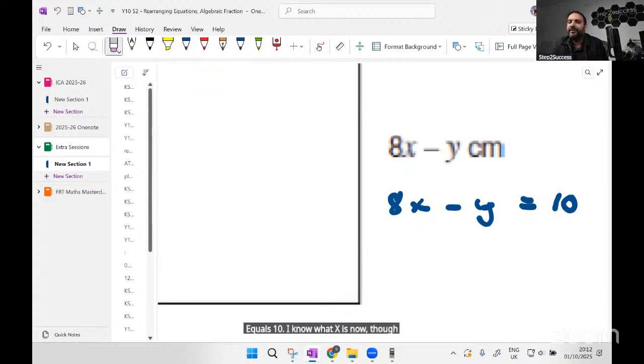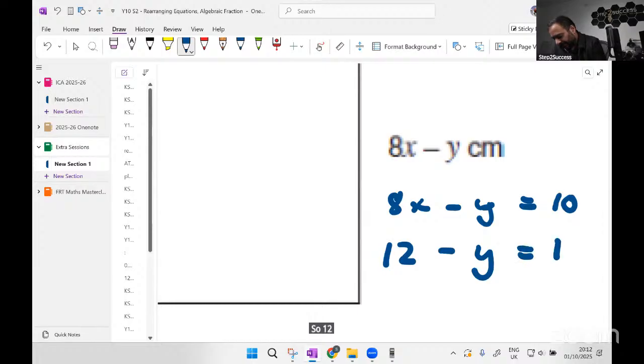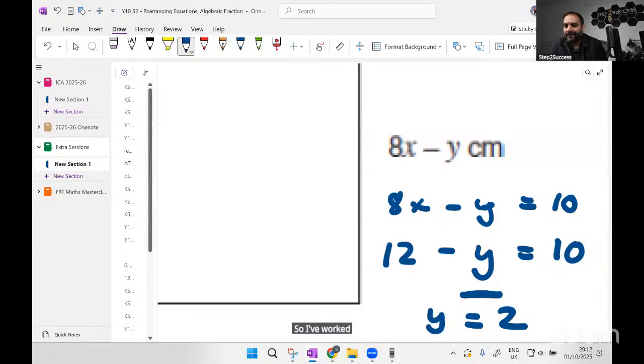I know what x is now, though. X is 1.5. 8 times 1.5 is 12. So 12 take away something is 10. That something must be 2, right? So I've worked out what x is and worked out y.